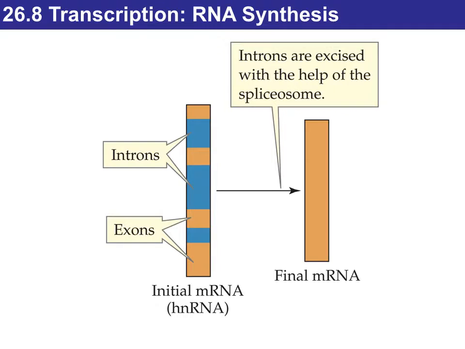So looking here at the summary, the initial messenger RNA, which is not ready to be sent out, contains introns and exons. Only the exons, in orange, are going to be used. So introns are excised, removed, with the help of what we call a spliceosome. So to memorize: what exits the nucleus are exons. The introns are eventually spliced out.